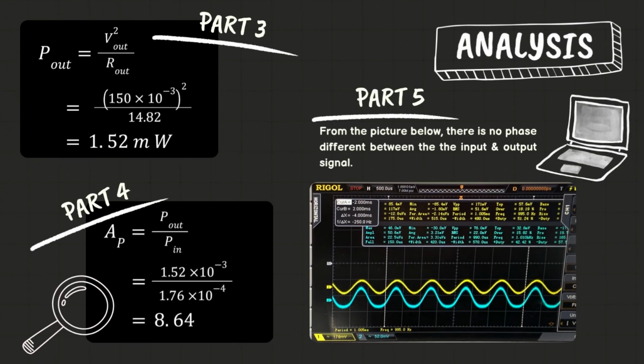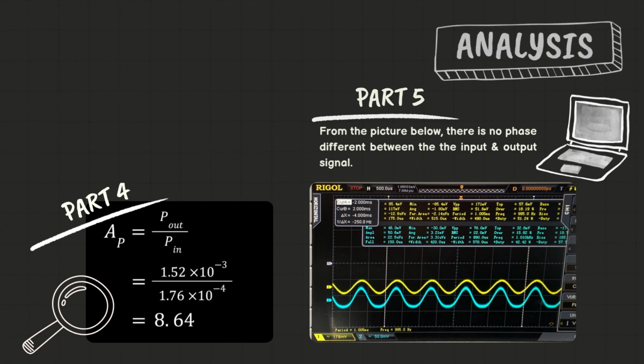Analysis part 3, the output power is 1.52 mW. Next, analysis part 4, the power gain is 8.64. Analysis for part 5, from the picture below, there is no phase difference between the input and output signal.